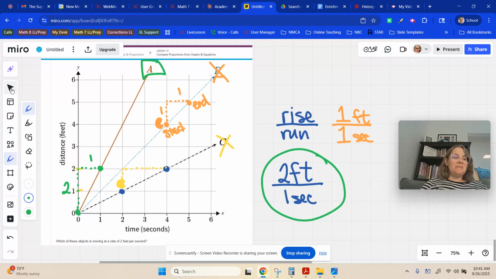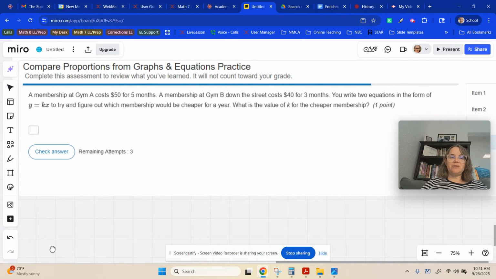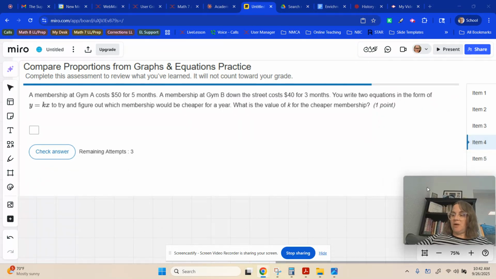Okay, and then let's go over here. This is the last problem I'm going to do. So this problem involves using an equation to compare slopes. This is a whole other way you can compare the slope or the unit rate. Slope, unit rate, same thing.